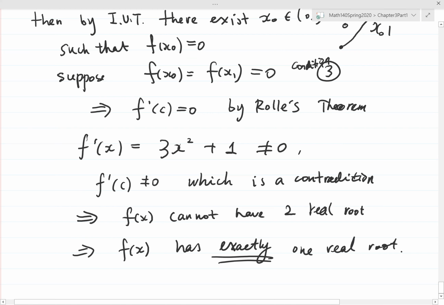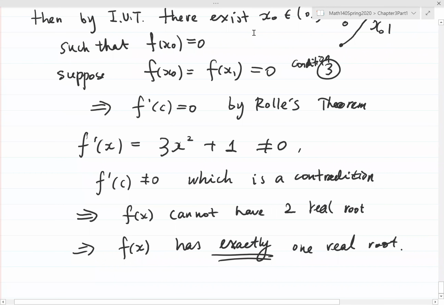Now, how to find the real root? We know it lies between 0 and 1. In a later section, once we have Newton's method, we will talk about how to find the roots numerically. Let me just stop here for today and continue next week on Monday.